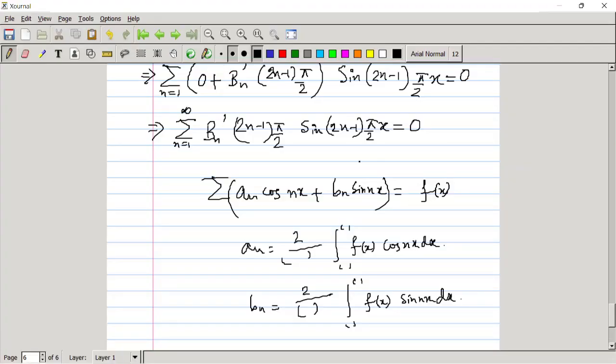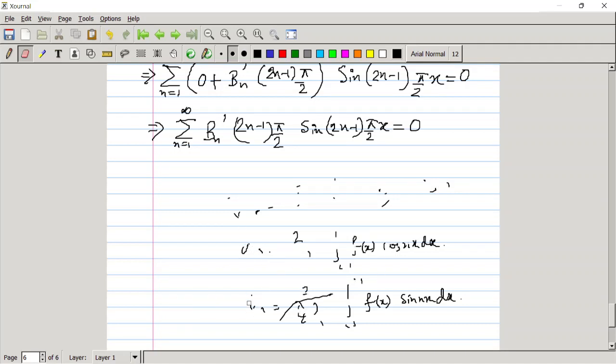So here my f(x) is 0, right? And my an is also 0. Small an is not here actually, and only bn sin nx is there. This is bn sin of (2n minus 1) pi by 2 x equal to f(x), but my f(x) is 0, so what should be my bn? Bn dash is 0 in that case, because the right hand side is 0, integral of 0 is 0. Integral of 0 over it, as a definite integral, is 0, otherwise it is a constant if it is an indefinite integral. So I got bn dash equal to 0.